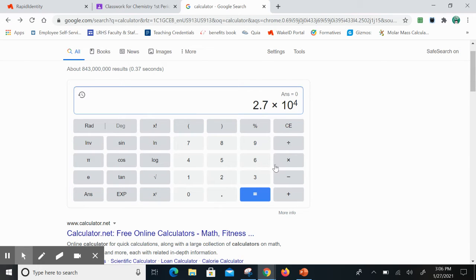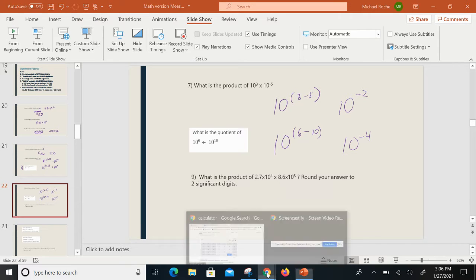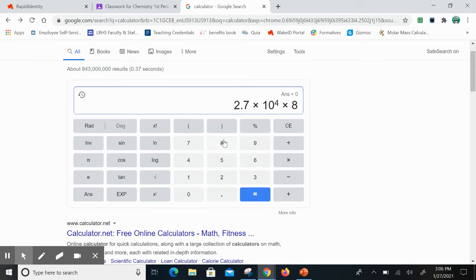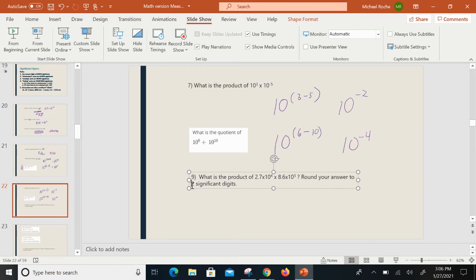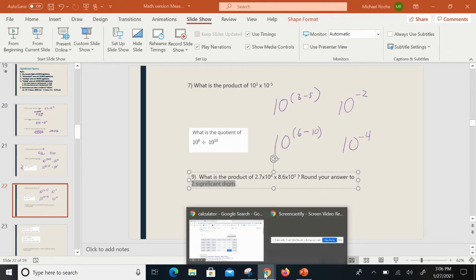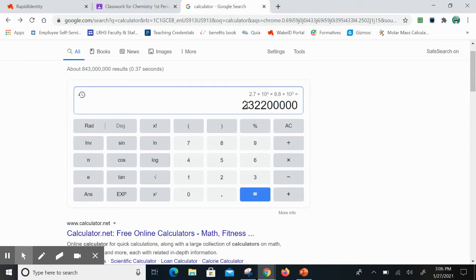And then I'm going to multiply that times 8.6 times 10 to the 3rd. Enter. Okay, so there's my answer. Now I need my answer to be in two significant digits. So even though this is my answer, I can't, as many of you did, and this is a common mistake, which is why I have my spiel already ready, I can't replace this with 23.